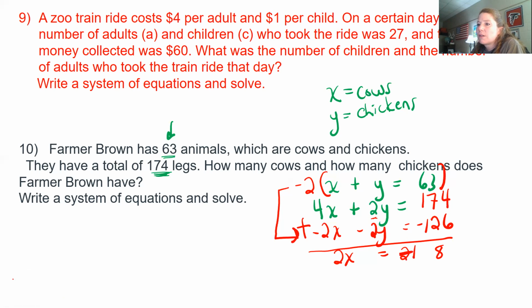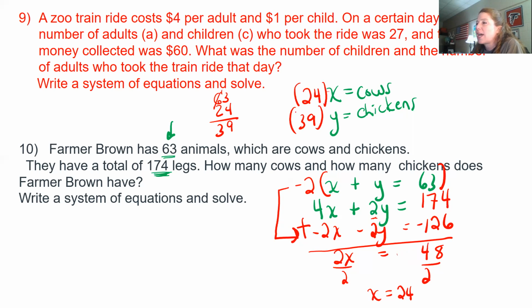Okay, here we go. So 2x equals 48, does that look right, you guys? So x, half of 48 is 24. Well, 24 what? What does it say? Well, 24 is the number of cows. If we had a total of 63 animals and 24 are cows, that means we have 39 chickens.